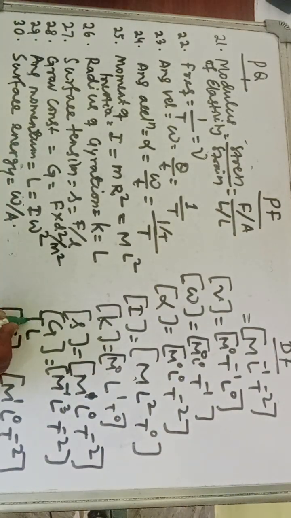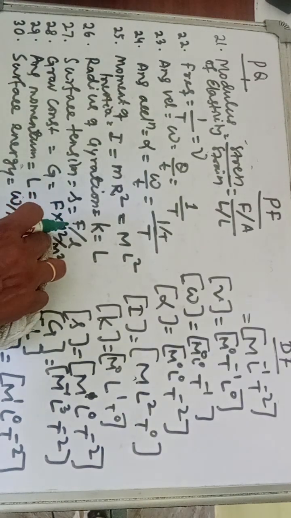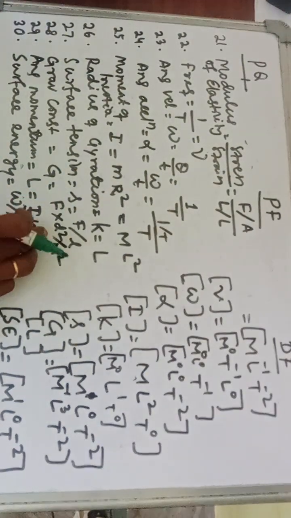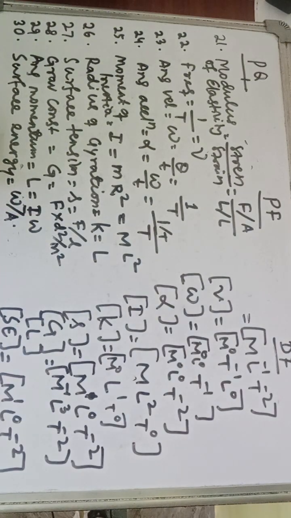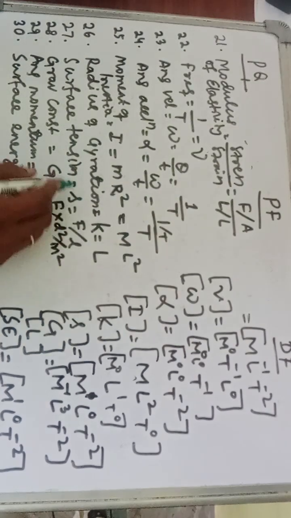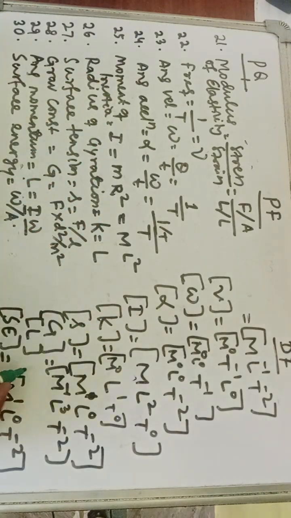Angular momentum L is the multiplication of moment of inertia and angular velocity. Like we have normal linear momentum p equal to mv. Here, for angular momentum, the corresponding value for mass is moment of inertia, and for linear velocity the corresponding quantity is angular velocity. So I omega. We already have for moment of inertia ML^2, then for omega it is T to the power minus 1.